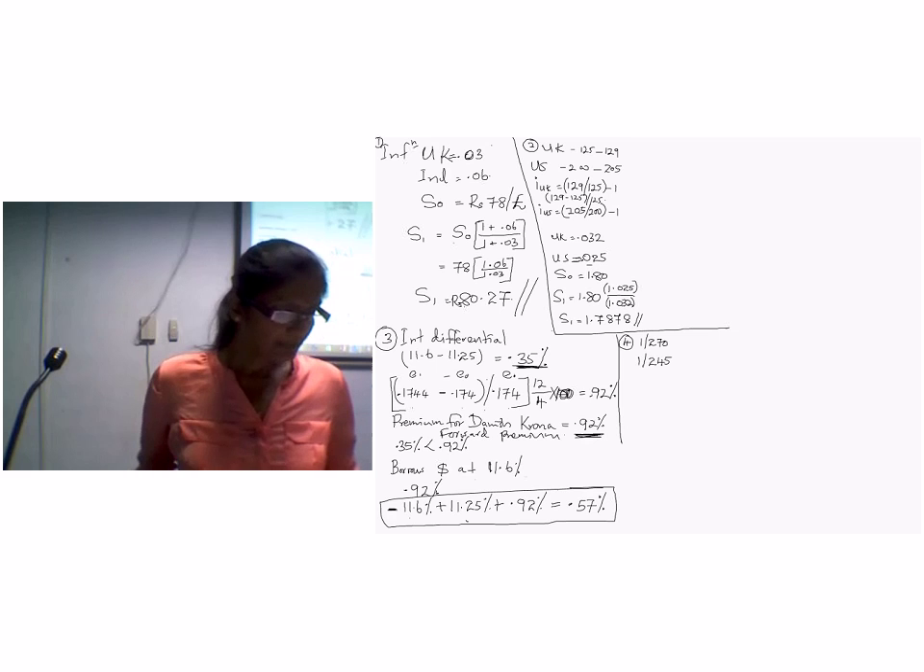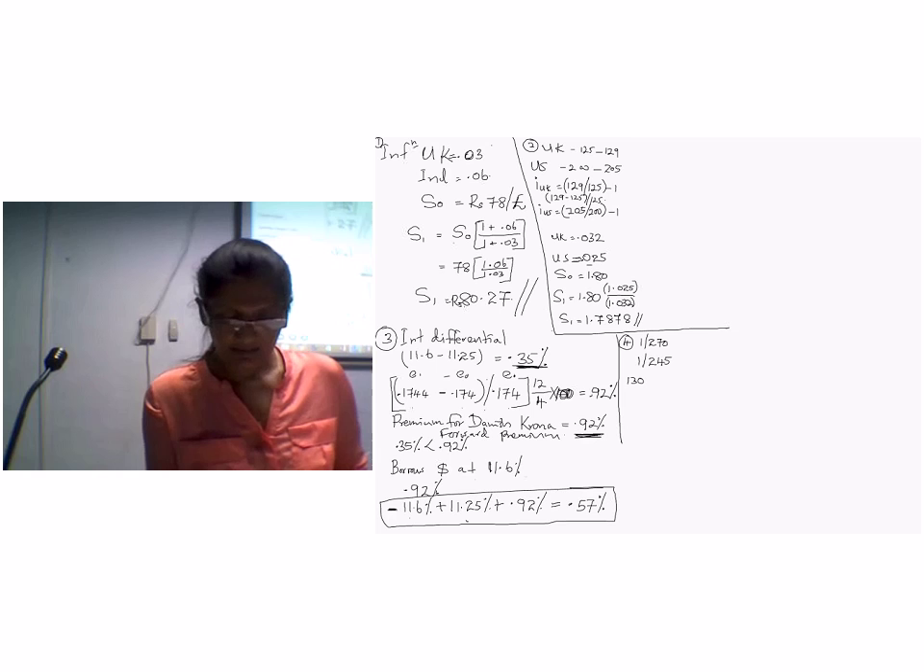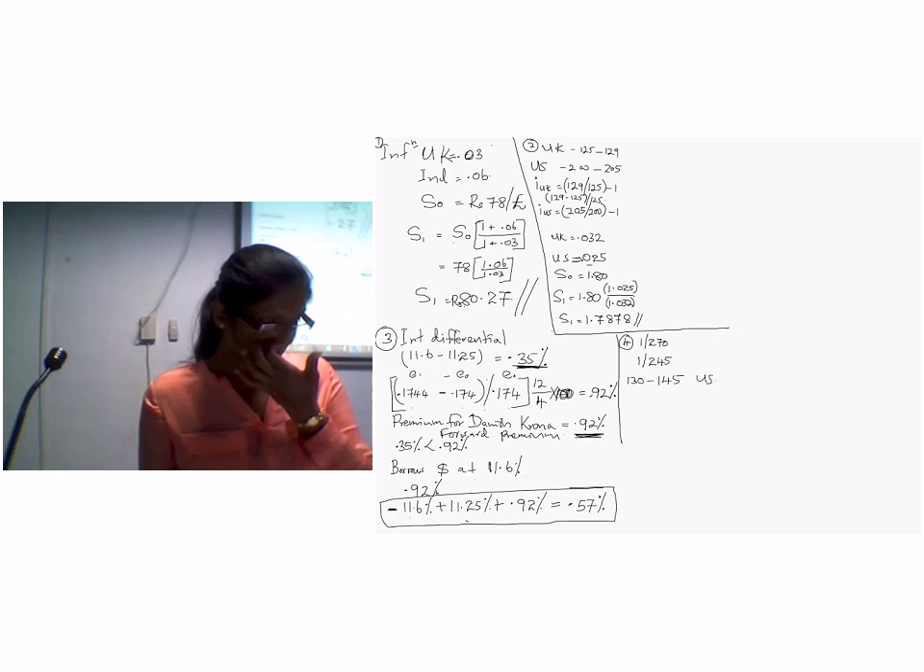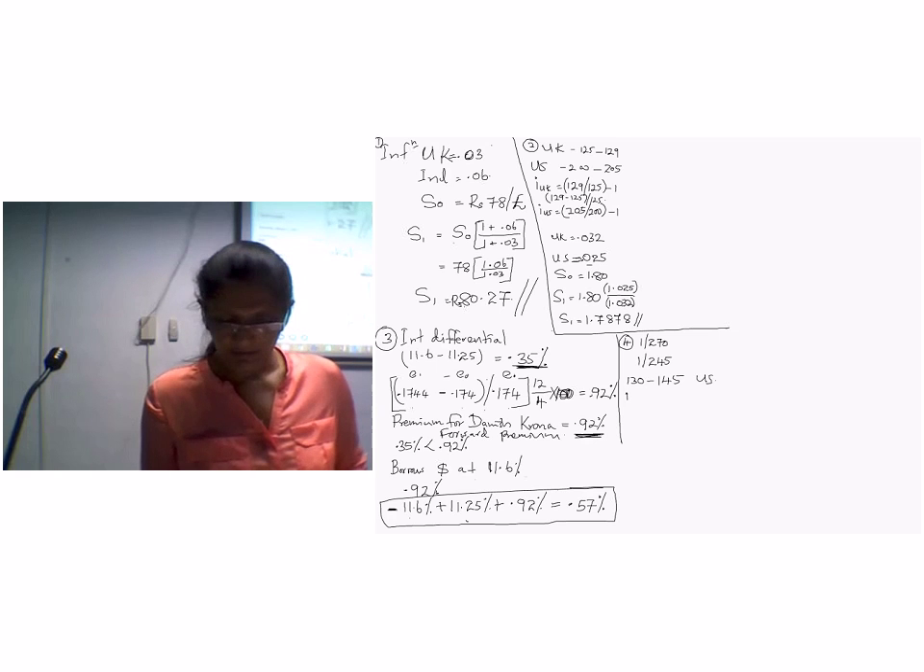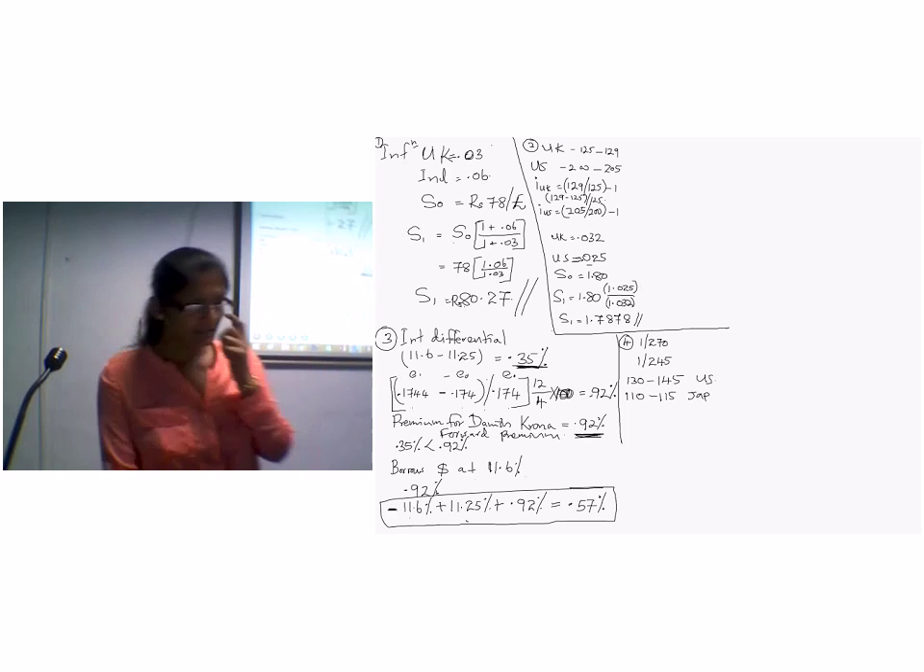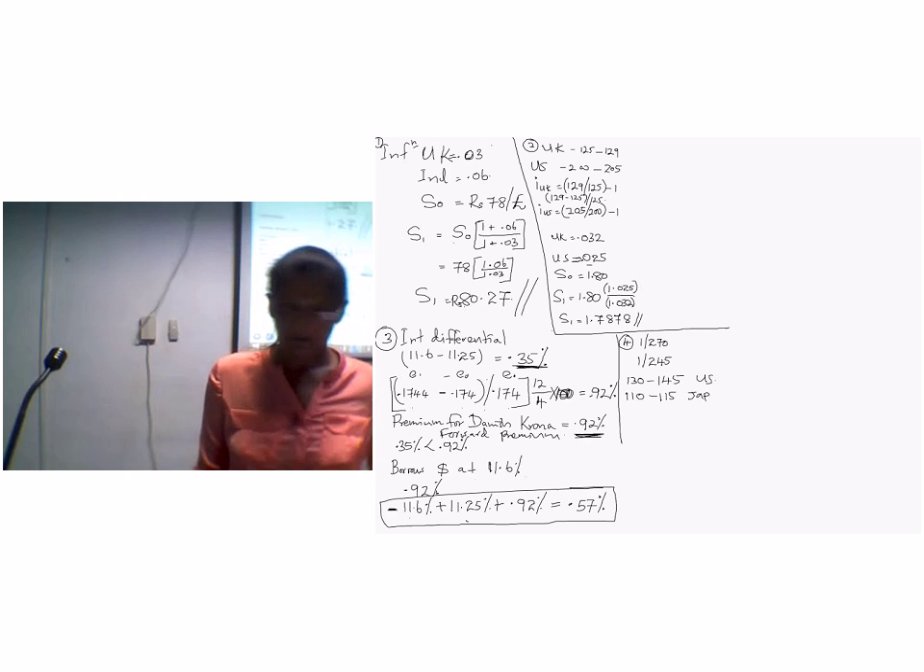At the same time, the US price index rises from 130 to 145. This is for the US. And for Japan, the Japanese index moved from 110 to 115, right? What is the real appreciation of the yen during this period?